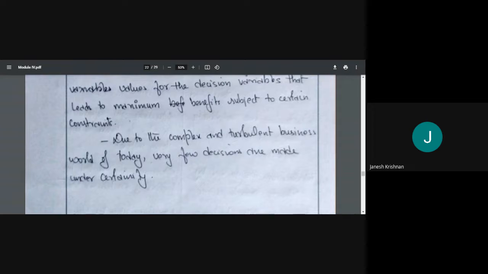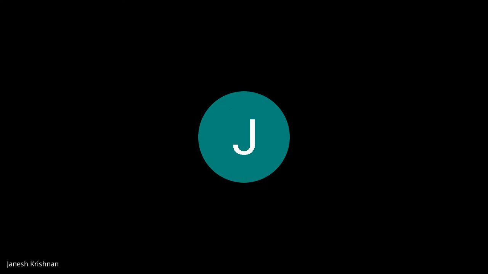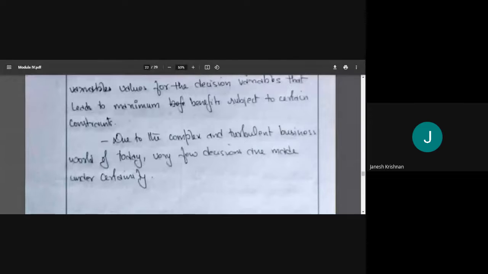Then we will be putting up equations or functions, that is, benefit or profit is put in terms of equations, functions. We solve those equations, and finally we get the set of values. Set of values means for each of the decision variables, like what is the maximum production, minimum marketing, like that, each of these variables will get a solution. This solution will lead us to maximum benefits subject to certain constraints. But the problem is that very few decisions can be made under certainty.